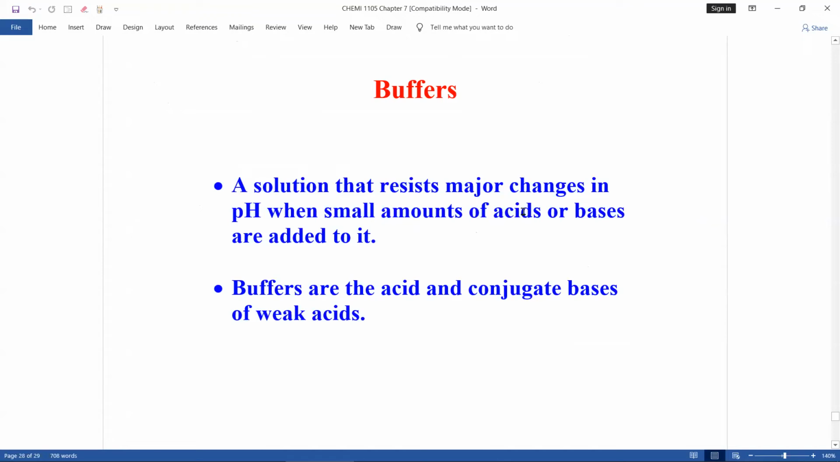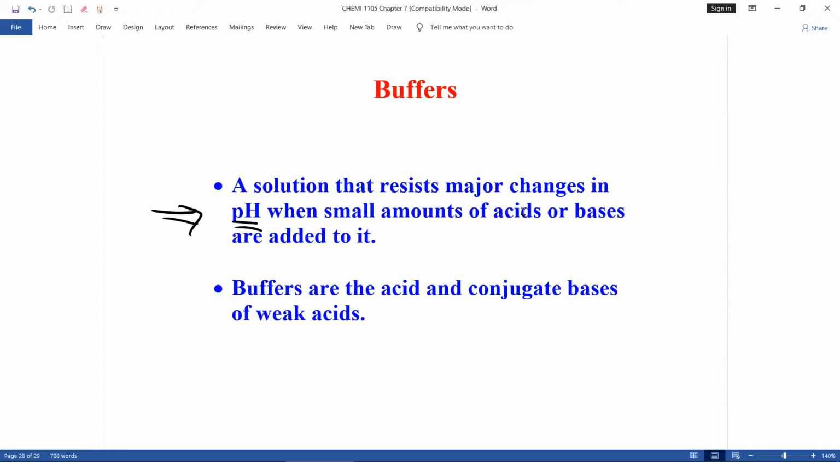Now, let's talk about something very interesting, and that's buffers. A buffer is a solution that resists major changes in pH when small amounts of acid and base are added to it. In other words, the pH really doesn't change. And buffers, which you don't have to know, are weak acids and their conjugate bases. So when you have a buffered solution, if you add a small amount of an acid or base, the pH does not change.